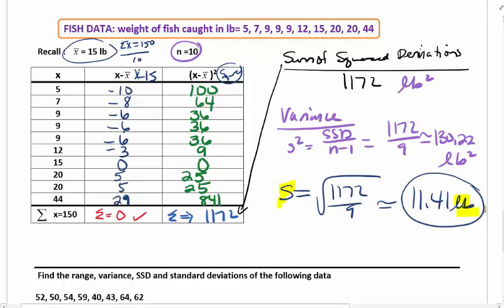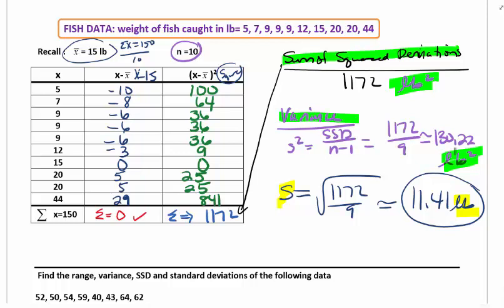When I finish, variance and sum of square deviations are always squared units. Please try to not double round. So I know when I wrote the variance, I rounded to get a 130.22, but if you use that in the next step, you're going to actually make a mistake.